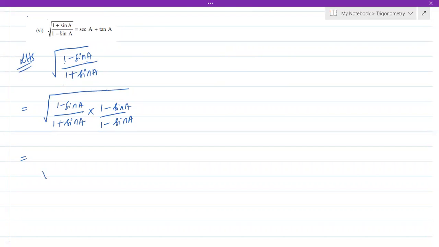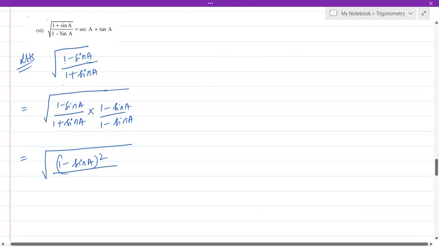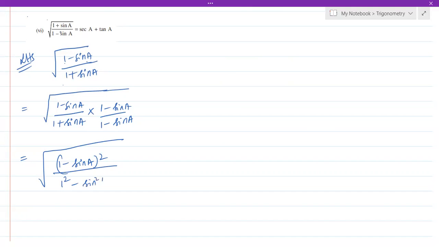Now observe the numerator, 1 minus sine A into 1 minus sine A. It will become 1 minus sine A the whole square, isn't it? A minus B into A minus B is A minus B whole square. The denominator is like A plus B into A minus B, 1 plus sine A into 1 minus sine A. A plus B into A minus B is A squared minus B squared.